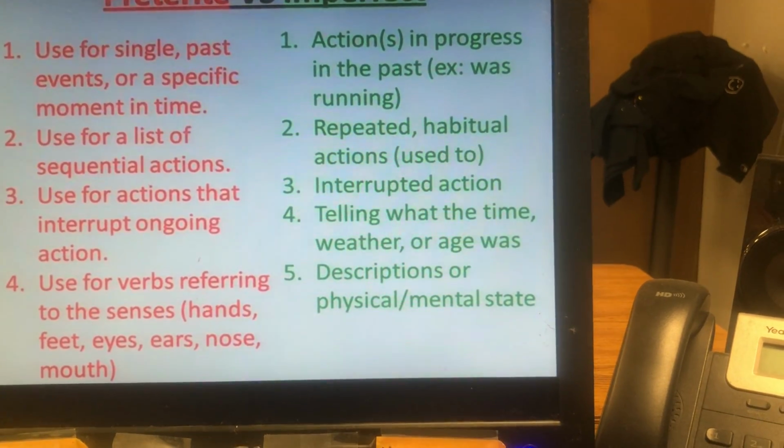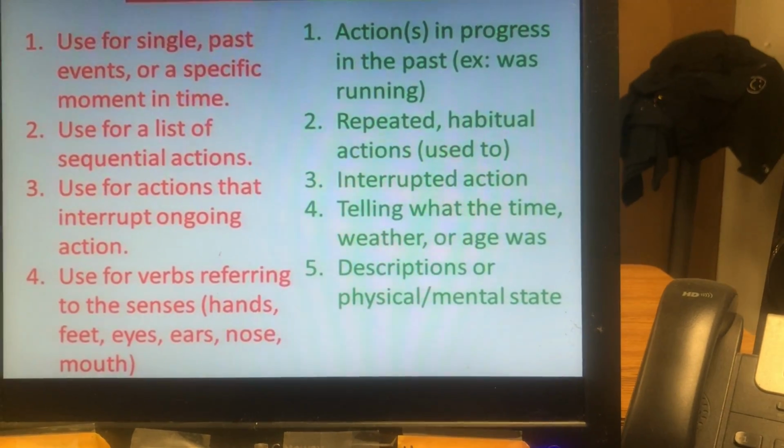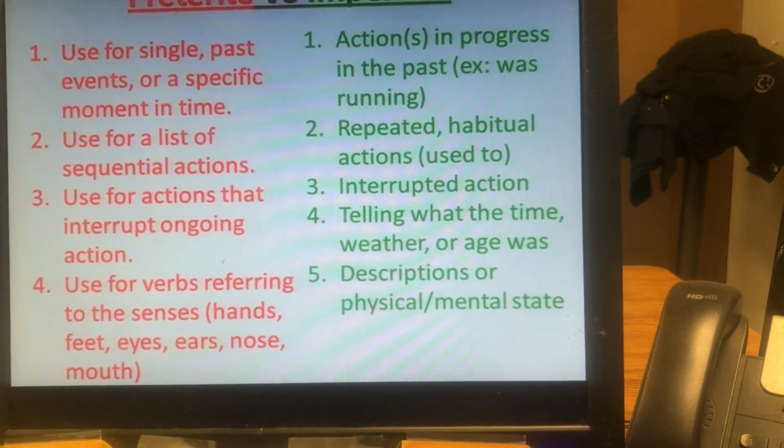I was teaching a lesson when suddenly people entered my classroom, right? So the I was teaching the lesson is the imperfect tense. When suddenly people entered the classroom is the preterite tense.